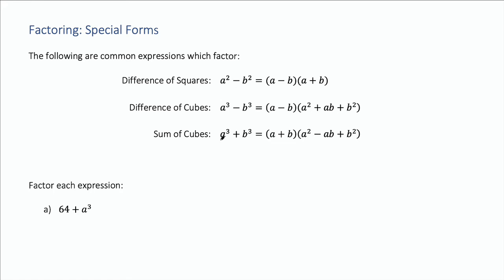The three forms we're going to focus on are difference of squares, where you have something squared minus something else squared. Difference of cubes, which is something cubed minus something cubed. And the sum of cubes, something cubed plus something else cubed. So these are the forms that we need to be familiar with. Those are the factored forms.